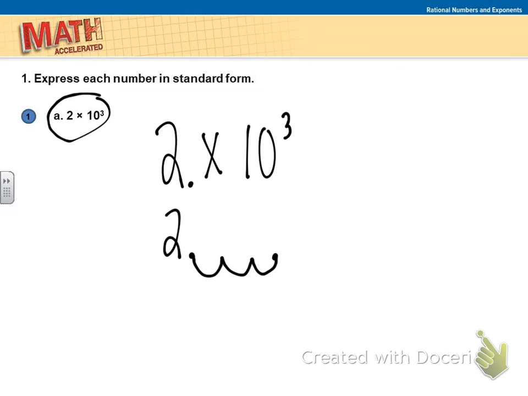Cameron, get your pencil out of your mouth and answer the question. So how many zeros do we add? How many do we add, Cameron?